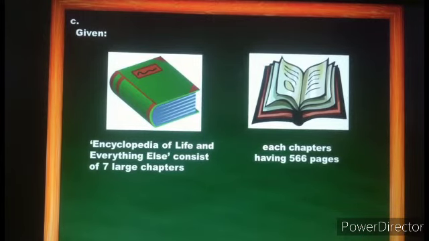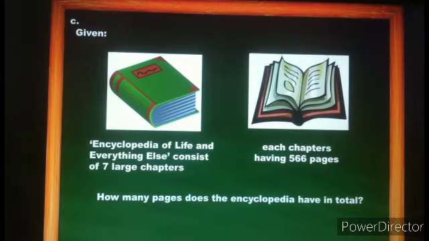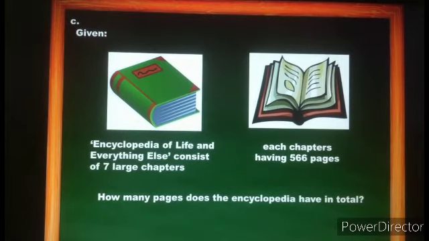Okay, what is your answer? If your answer is 3,962 all in all pages, you are correct. Why is it 3,962? Because we use multiplication. We multiply the total pages in each chapter. There are 7 large chapters, and each consists of 566 pages. So we multiply 566 by the number of large chapters, which is 7.